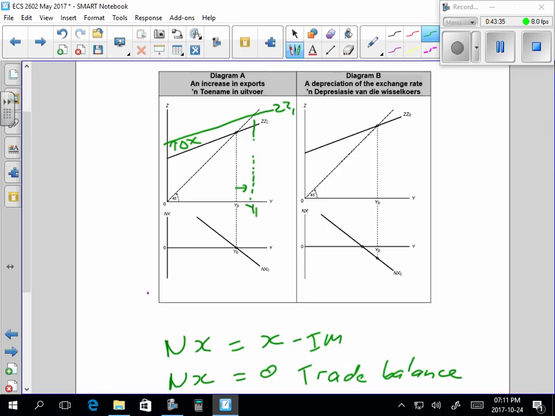Easiest way to do this, just drop your dotted line down to the net exports graph. What they've specified is that there is no change in the trade balance, okay? Which means that we need to shift our net exports curve in such a way that the balance is still a trade balance, okay? So we still intersect at 0, okay?